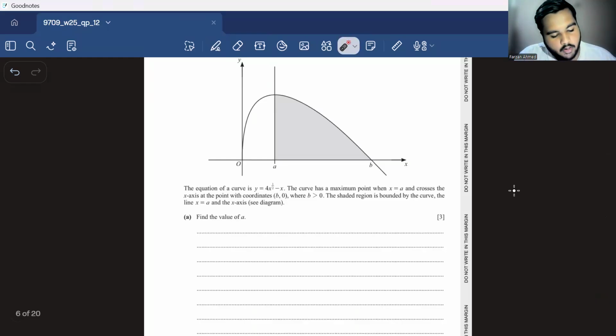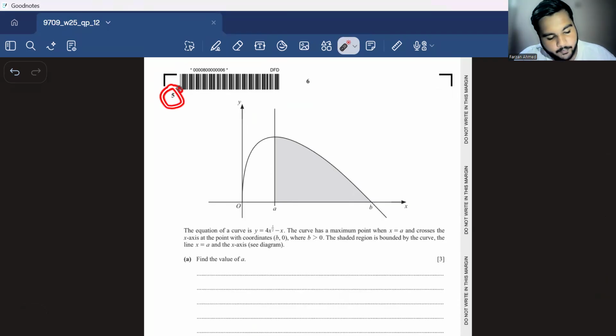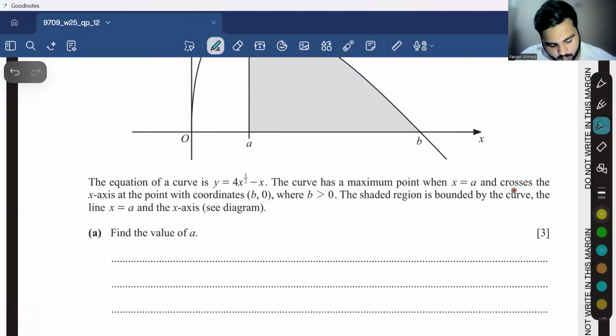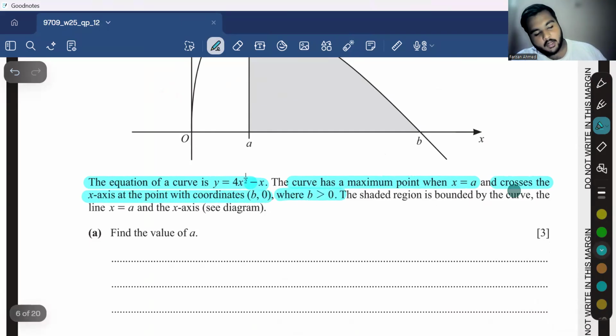Okay, now we are doing question number 5. In question number 5, they are saying the equation of the curve is y equals 4x to the power 1 upon 2 minus x. The curve has a maximum point when x equals a and crosses the x-axis at a point with coordinates b comma 0, where b is greater than 0. The shaded region is bounded by the curve, the line x equals a and the x-axis, see the diagram.